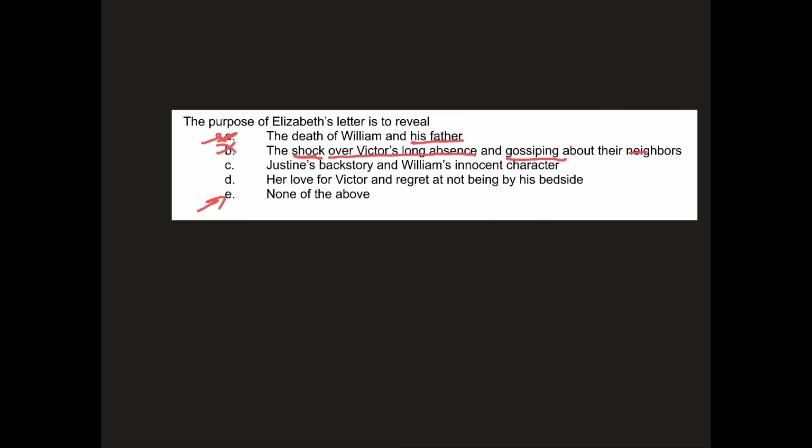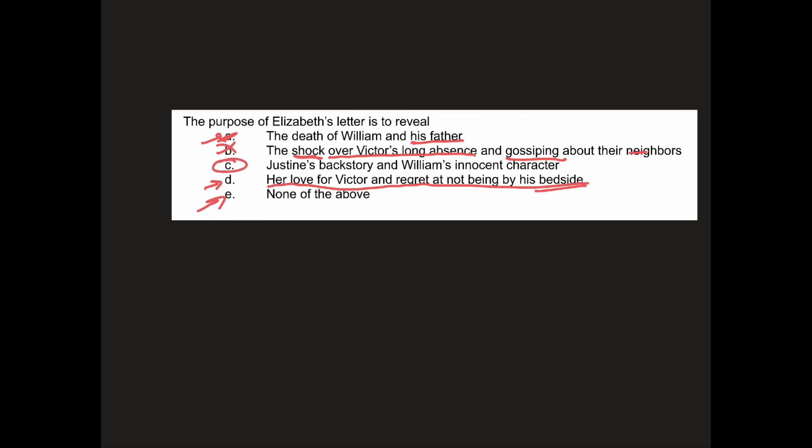Okay. The other thing we don't typically get, we never see Elizabeth and Victor talking about, while they talk affectionately about each other, it's not really a love story that's going on here. She doesn't talk about her love for Victor and how she regrets not being at his bedside to nurse him through this sickness. That's not really part of it. It's not romantic in that sense.